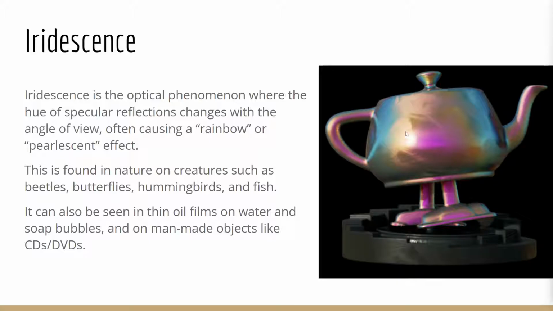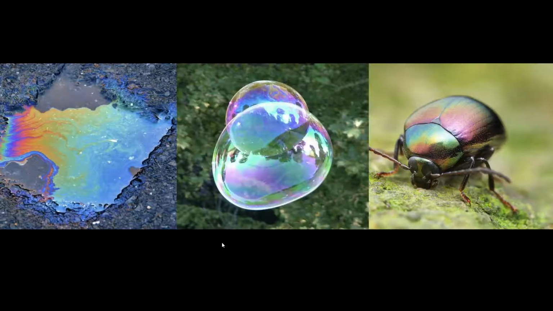And as the surface turns away from me, I'm going to an orange, to a blue, and then eventually to something like a green reflection. So you'll see this effect in nature on things like beetles, butterflies, hummingbirds, and fish, right? You'll have that kind of shiny, shimmery, rainbowy, or pearlescent effect on those creatures, which is due to iridescence. You can also see this on thin oil films on water or soap bubbles, and also on some man-made objects like CDs and DVDs.